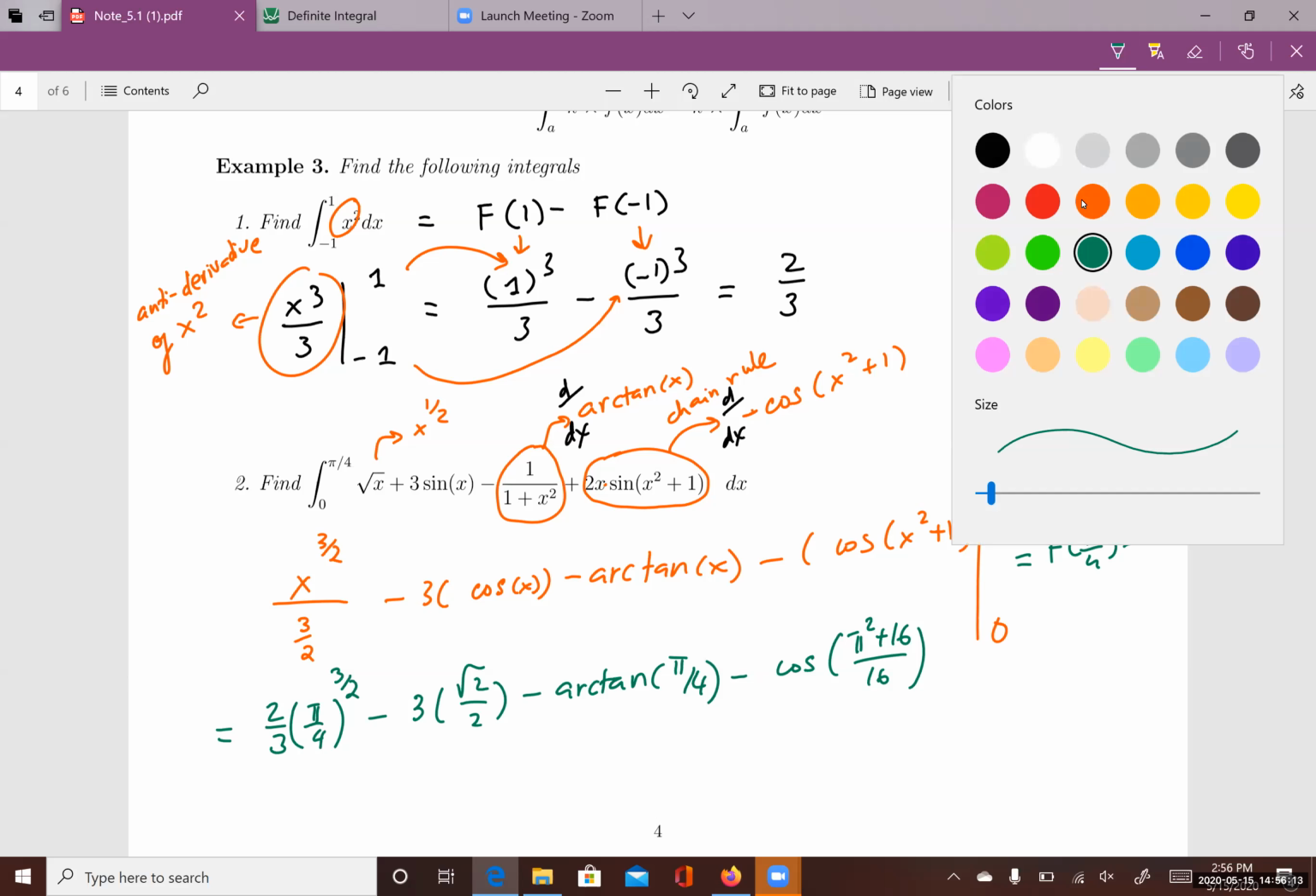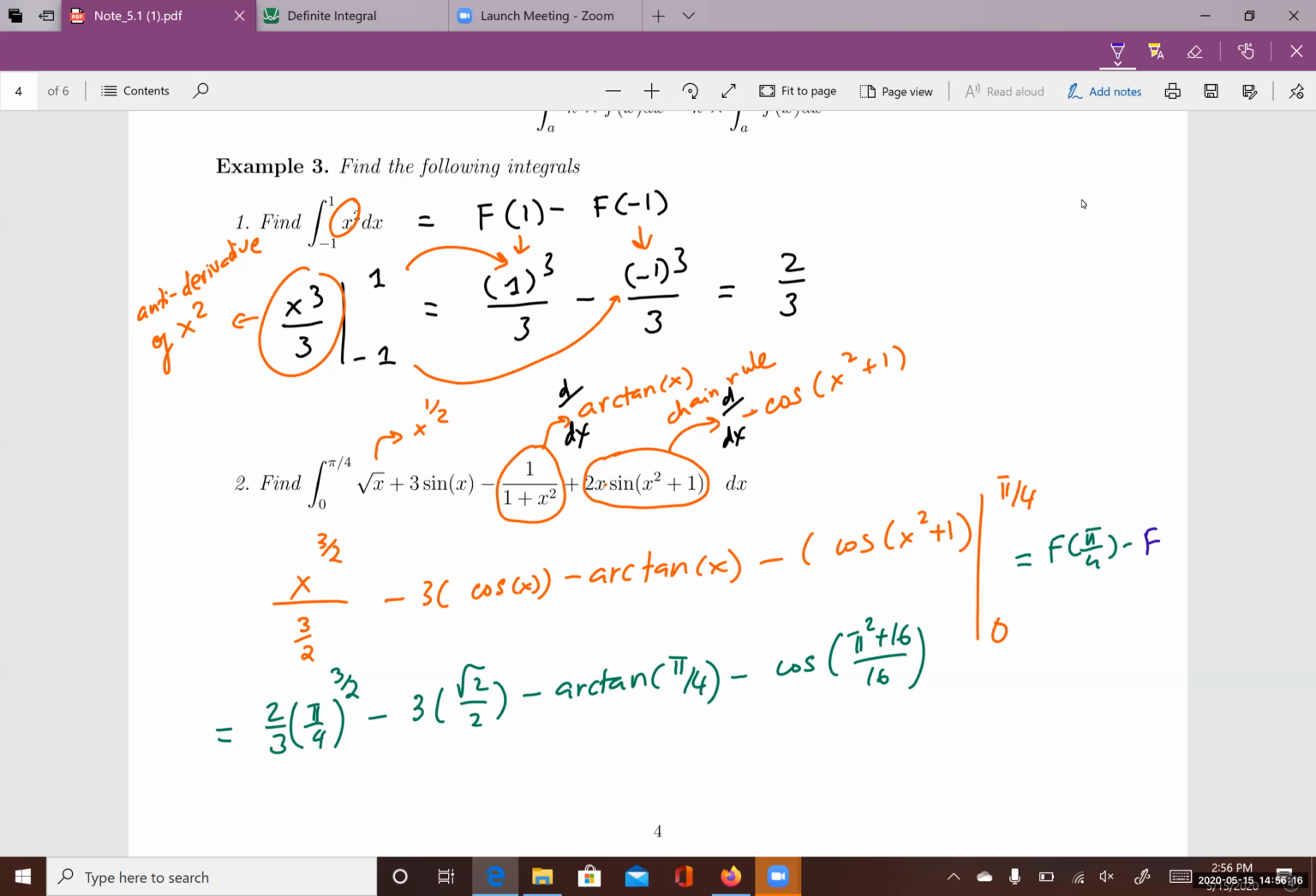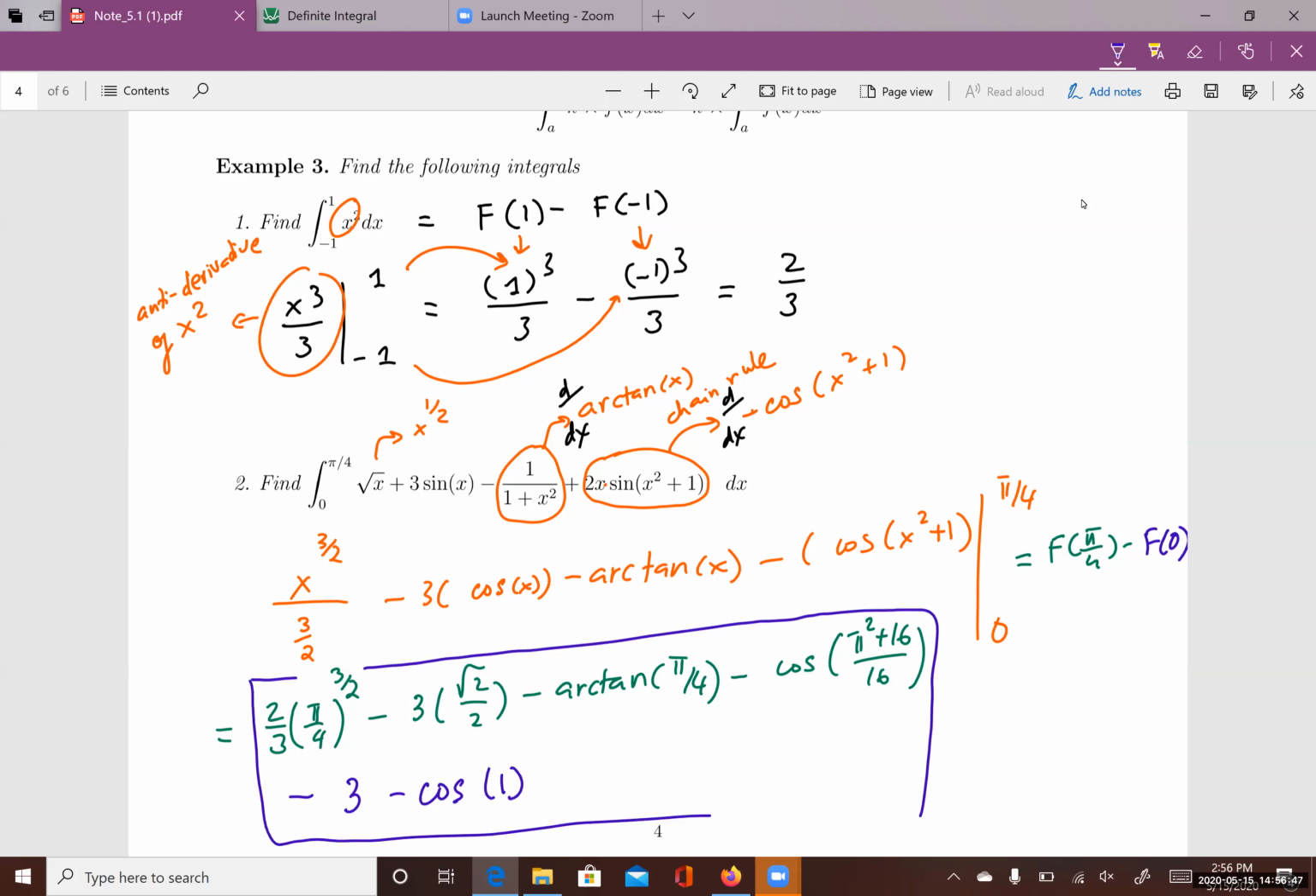Of pi over 4. Now I just need to find the value of big F at 0. So minus, right? Minus 0 should be 0. Cosine of 0 is 1, so it's negative 3. Okay, arctan of 0 is 0, and minus cosine of 1. So then this should be your answer for the definite integral from 0 to pi over 4 of this crazy function.